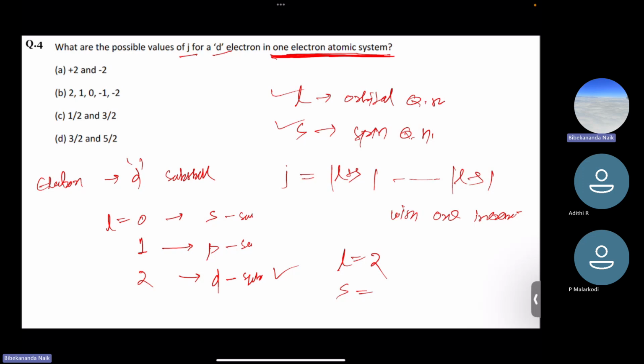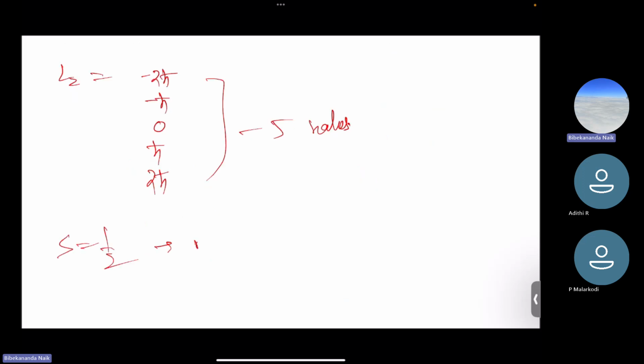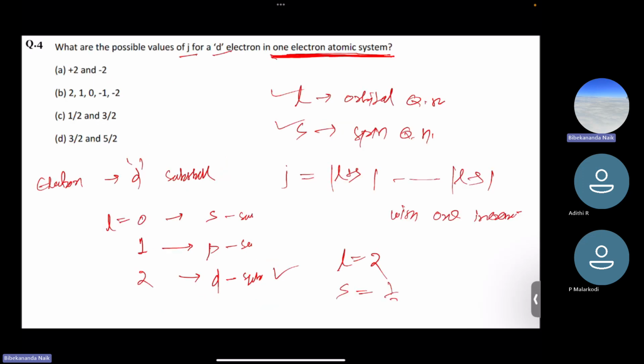Like in the previous question we discussed, the LZ had 5 values. So corresponding to S equals half, we have MS minus half and plus half. So SZ will be minus S cross by 2 and plus S cross by 2. Is that clear? Here we are not talking about the Z components. For electron, S is half. We say that electron is a fermion, a spin half particle. So S is half.